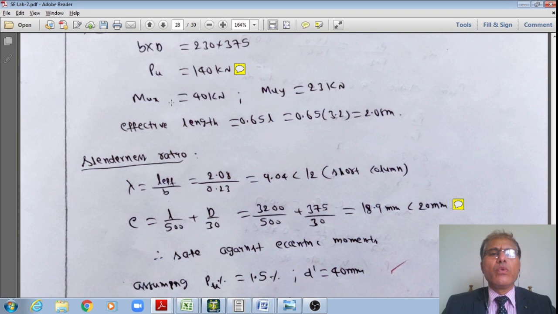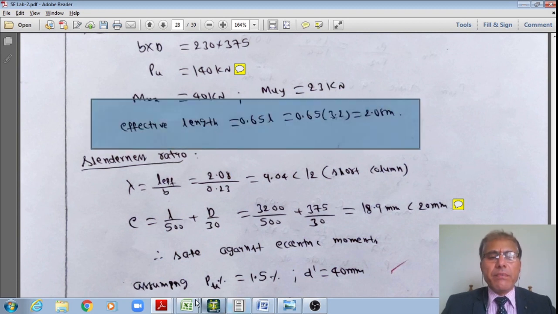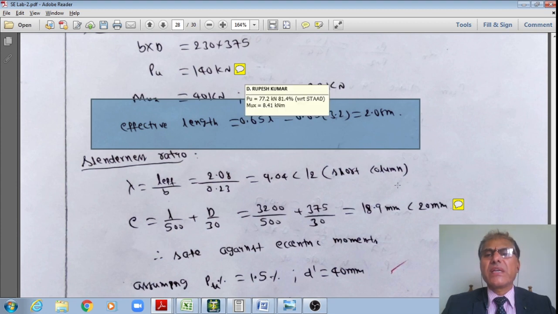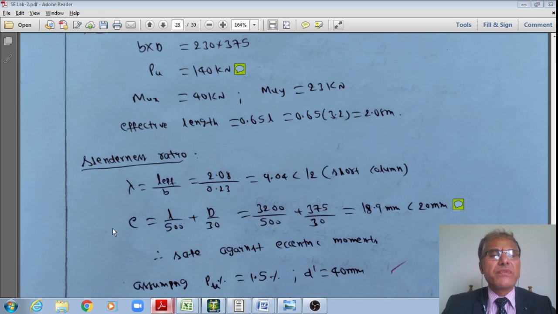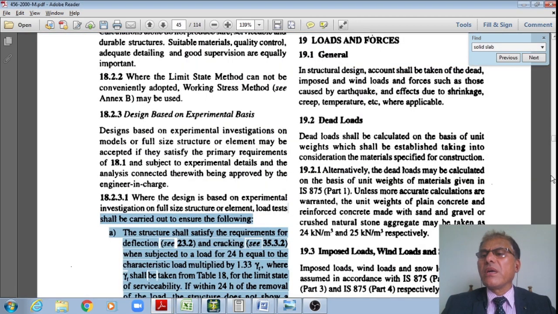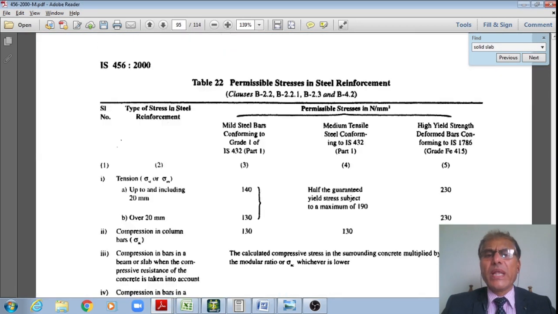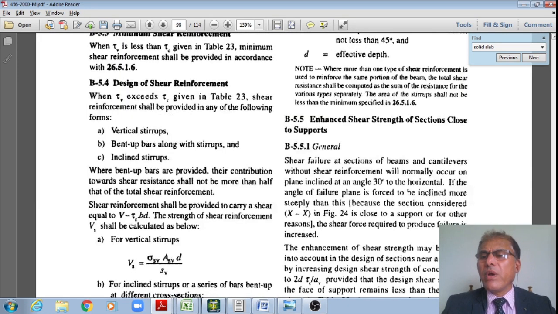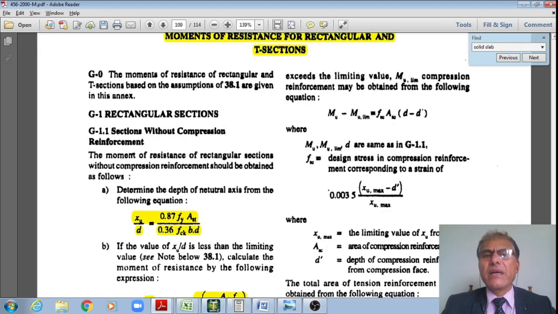Therefore I do have these two moments, and what is the effective length from IS 456 as per this Annex D? What the code says is that it may be taken as 0.65. Even in the previous class we have seen that. Let me go to that Annex D, effective lengths, where the effective lengths are given.